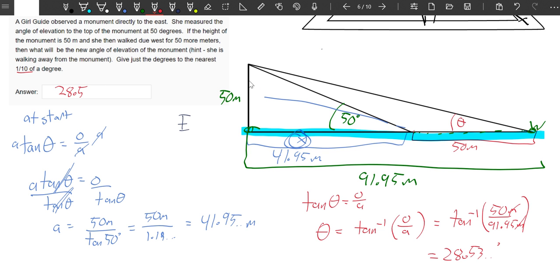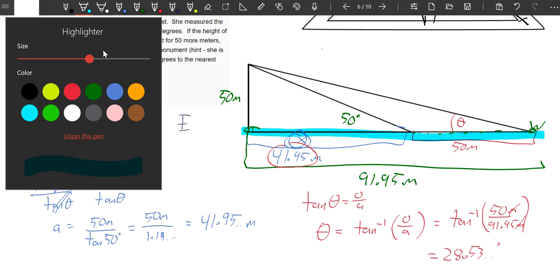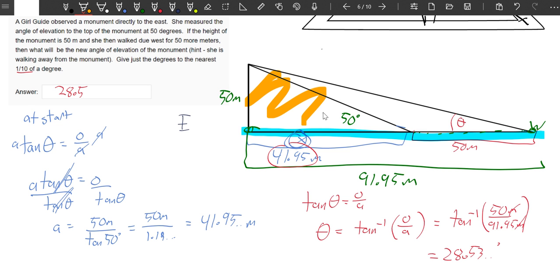So what we did here was we took our first triangle and we solved for the adjacent side, which was 41.95. And then we took our second triangle, which is this bigger one, including all that, and we know the adjacent side, 50 plus 41.95 is 91.95. We know the opposite, which is the height of the monument, is 50. And with opposite and adjacent, we can solve for the angle using inverse tan. Okay, I'll stop this one, go on to our next.